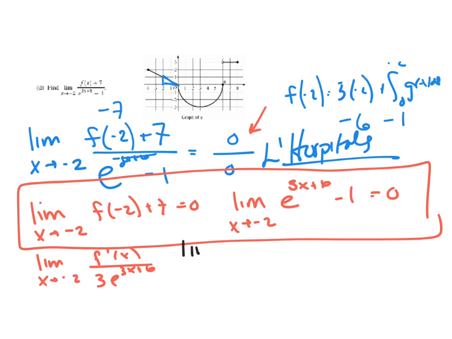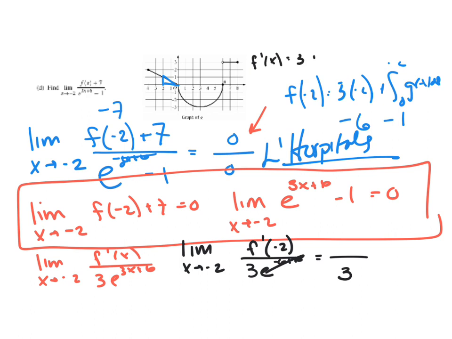So let's see, I get the limit as x approaches -2. Keep that limit in there, of f prime of -2 all over 3e to the -6 plus 6. So that's e to the 0, which is 1. So I know my denominator is going to be 3. Now I need f prime of -2. So I'm going to go back and find that f prime. I'll do that up here.